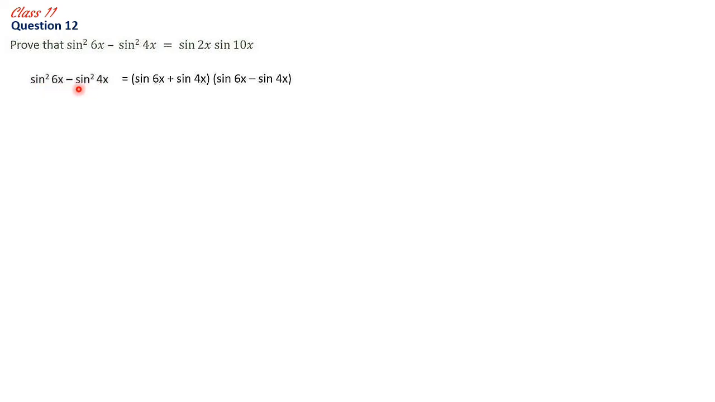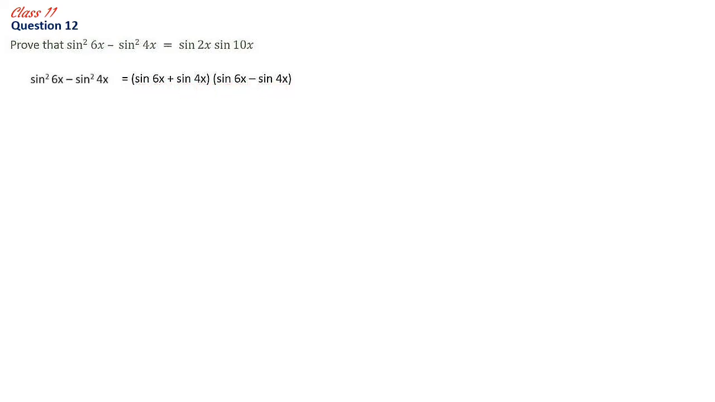Move on to question number 12. Prove that sin²6x minus sin²4x is equal to sin 2x sin 10x. So the left side is somewhat familiar for us because this is in the form a² minus b². Let's try for that. Sin²6x minus sin²4x. This is a² minus b², that is (a plus b) into (a minus b). Sin 6x plus sin 4x into sin 6x minus sin 4x.